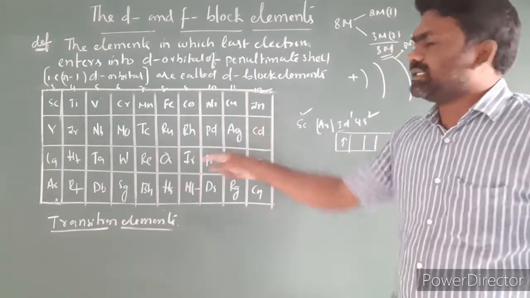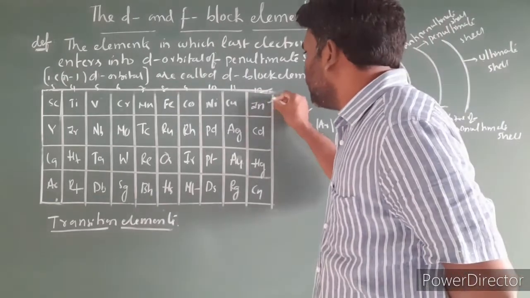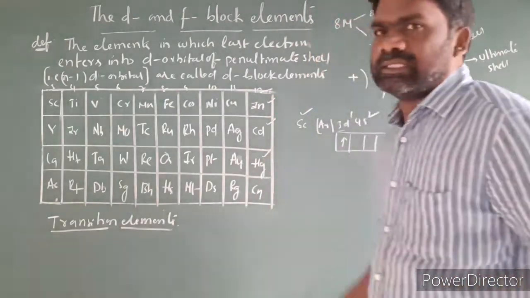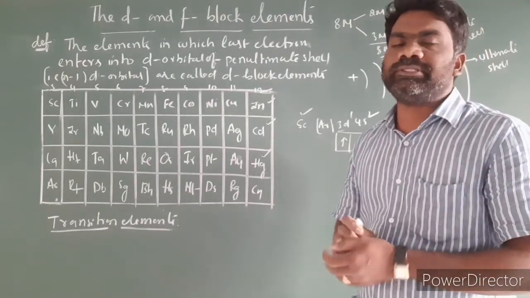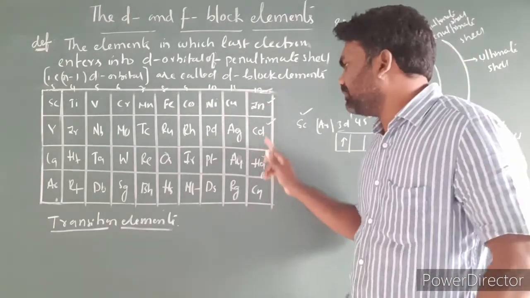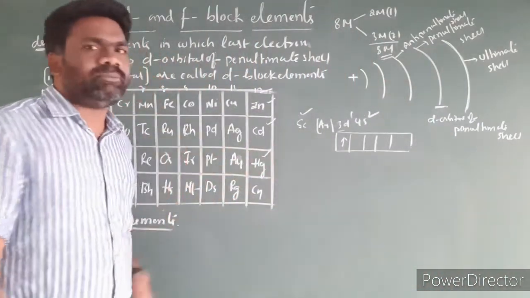So all these d block elements are not transition elements. There are some exceptions: zinc, cadmium, mercury. Zinc, cadmium, mercury are d block elements but not transition elements. Why are zinc, cadmium, mercury not transition elements even though they are d block elements?